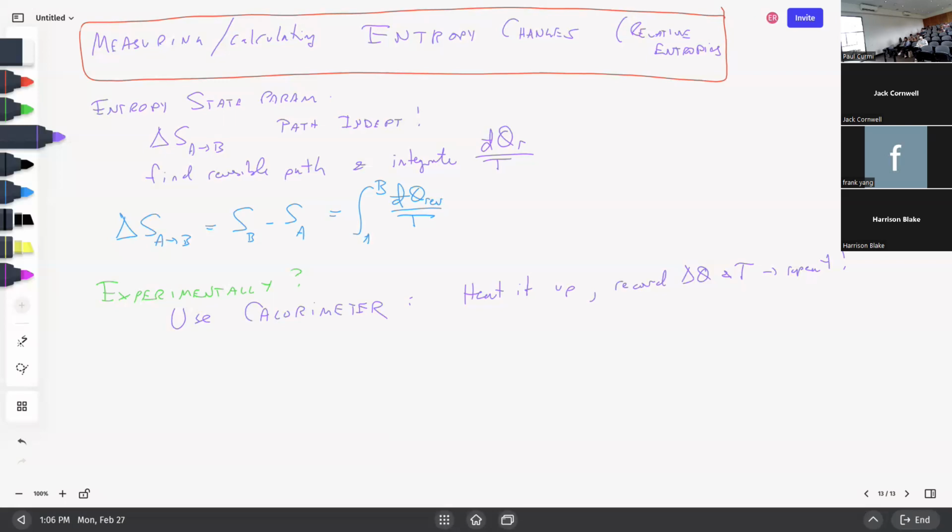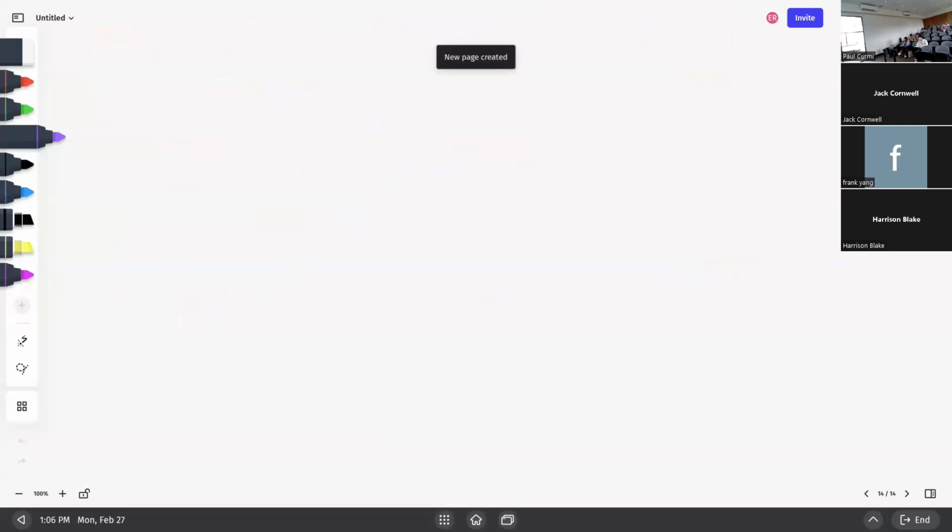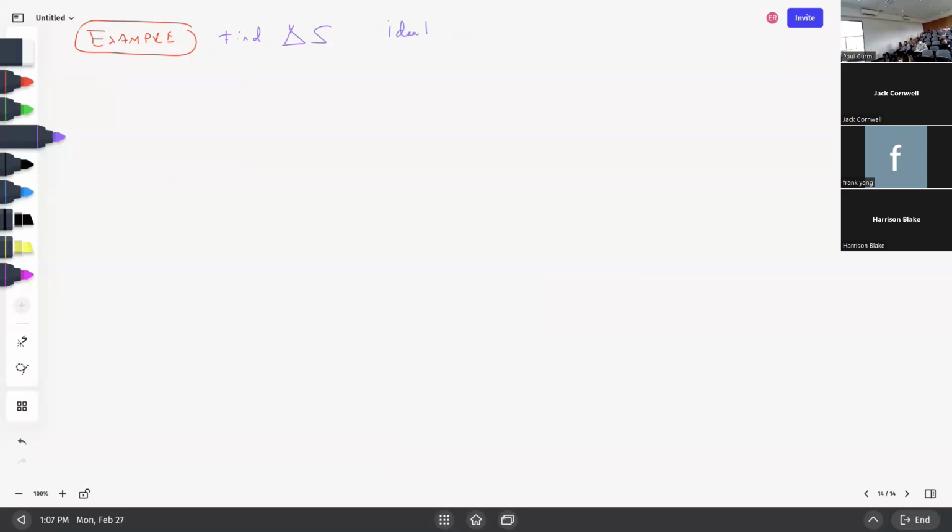Okay. So now we know what entropy is. We can calculate it. So we can only do it in simple cases. So find the change in entropy for an ideal monatomic gas for an adiabatic free expansion.